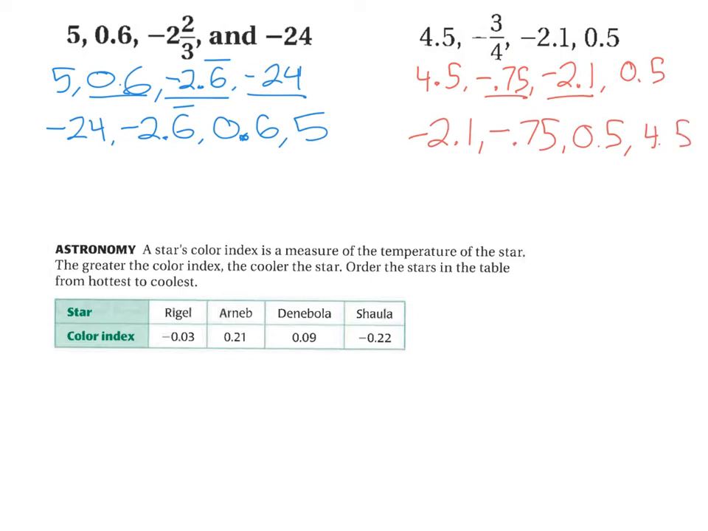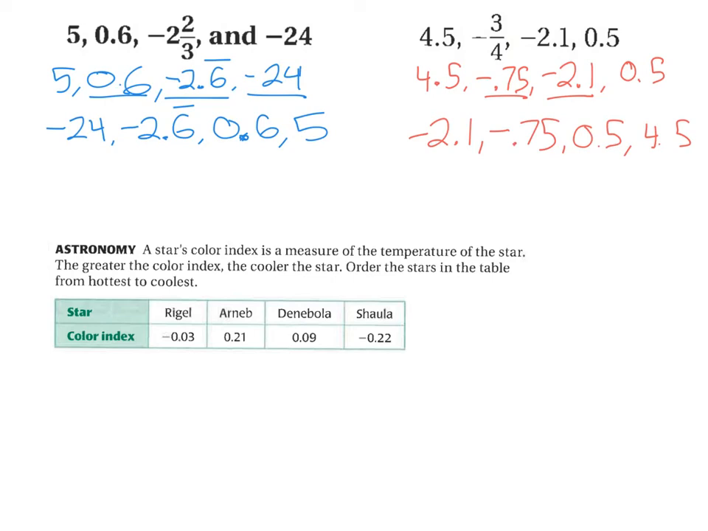Okay, now this last example here, this is a little blurry, but we're going to be able to follow along, okay? So this problem is looking at a star's color index. So the color index of a star helps us find the temperature of the star. And the way it works is that the greater the color index, the cooler the star is. And the lower the color index, the hotter the star is. So this says order the stars in the table from hottest to coolest. The hottest star is going to have the lowest color index.